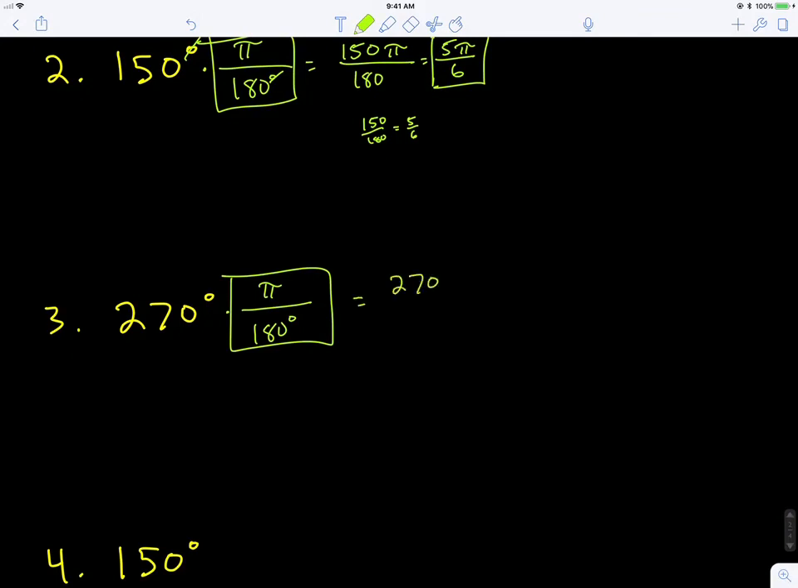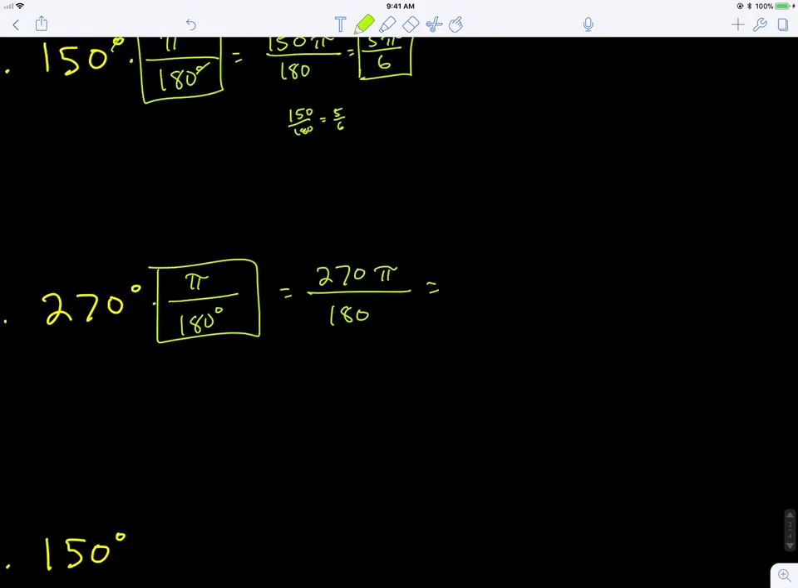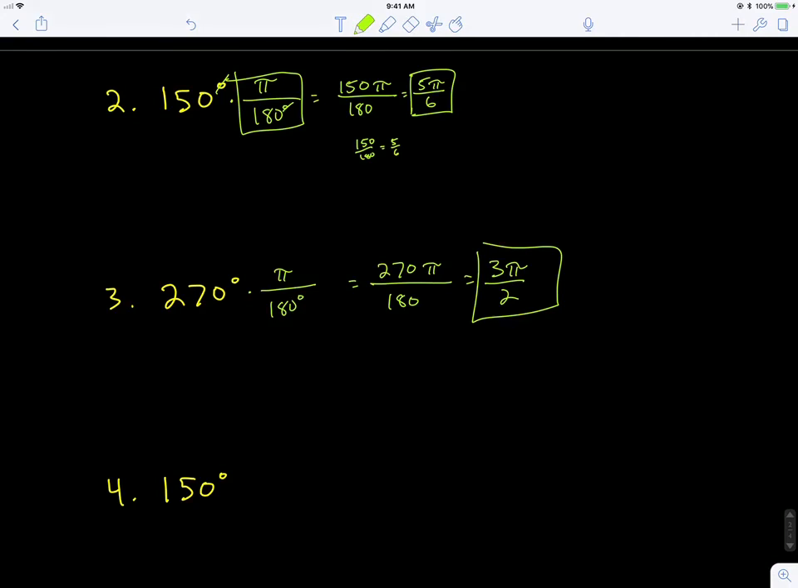So I get 270 pi over 180. So now I have to reduce that fraction. I believe it reduces to 3 pi over 2. Let me check my math here. Yep, that is correct. So 3 pi over 2 is my radians. That's 270 degrees in radians.